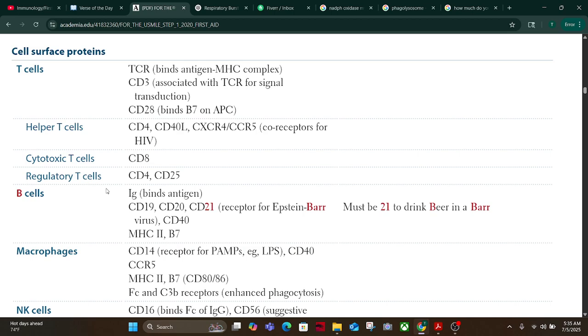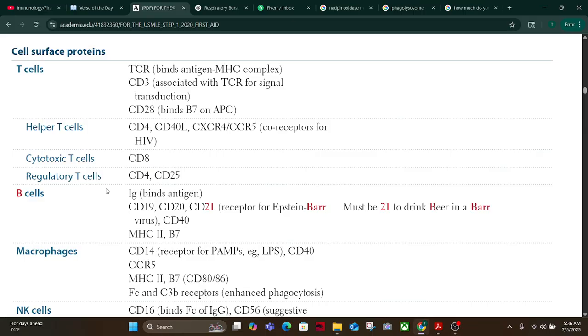So CD40 ligand on the helper T cell binds to CD40 receptor on the B cell. Remember we talked about this? CD40 ligand is always on the T cell, specifically helper T cell, and that CD40 ligand binds to CD40 receptor on the B cell. Next, CXCR4 and CCR5 are both on the helper T cell, and this binds to HIV.